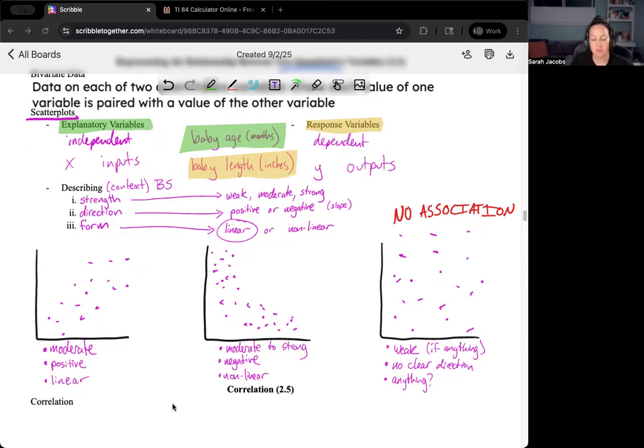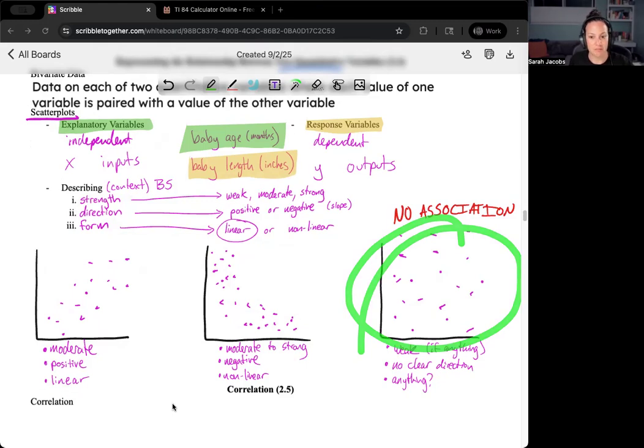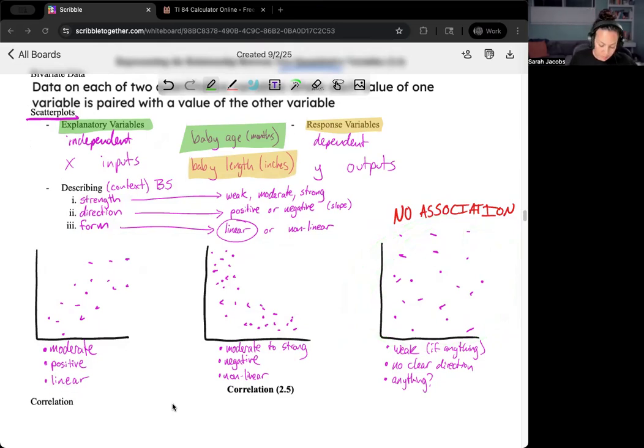This would be something like GPA of a senior and height, right? Like year of car manufacture and something else completely unrelated. There's lots of spurious correlations, right? Things that seem to be correlated or seem to be strongly correlated, but really aren't. But this, it's just nothing. No association. Doesn't look like anything to me. All right. So there we go. Describing a scatter plot.